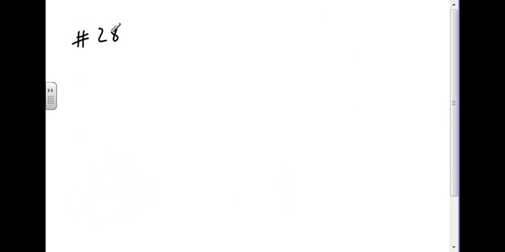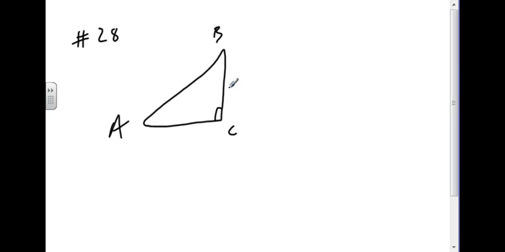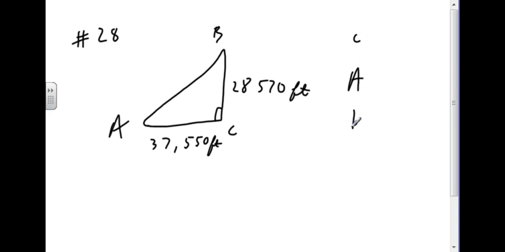So I'm doing the same thing, 4 significant digits to the nearest second. I've got a right triangle A, B, C with right angle at C. Little a is 28,570 feet. Little b is 37,550 feet. We want little c, and we want big A and big B. So that's what we're looking for. We'll come up with c first.